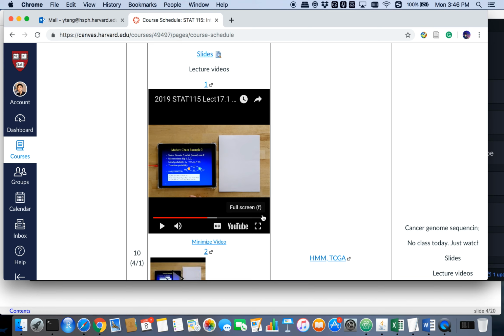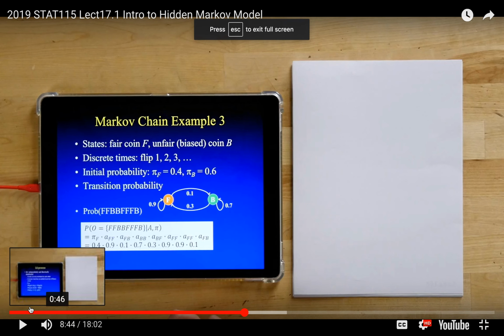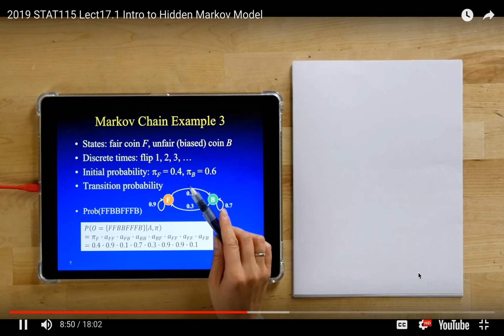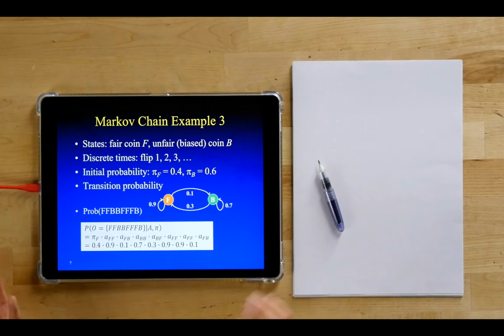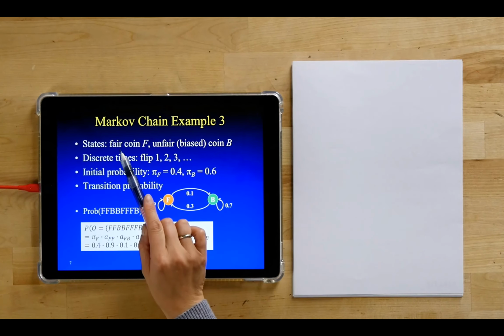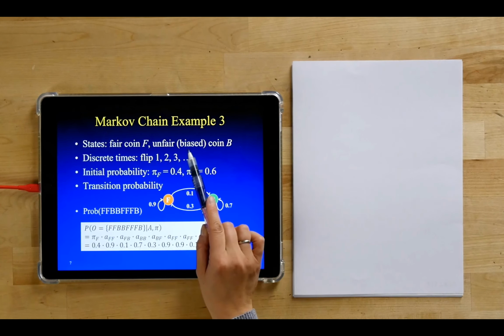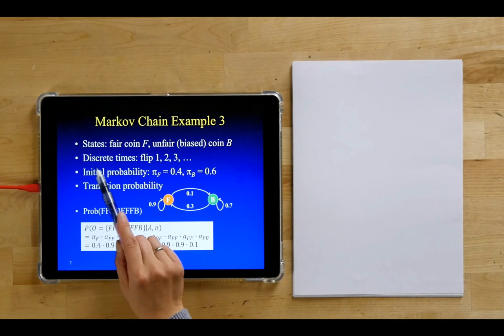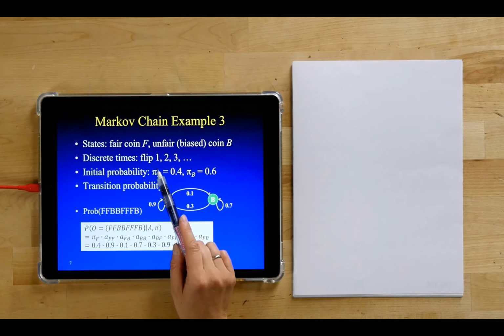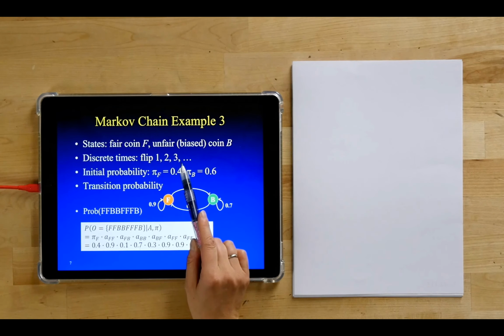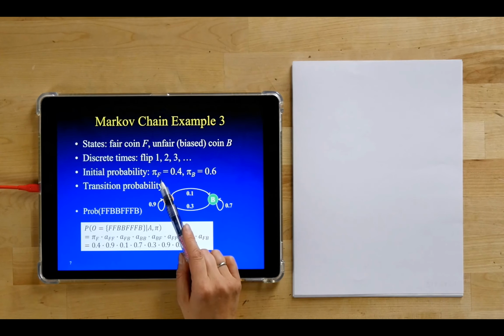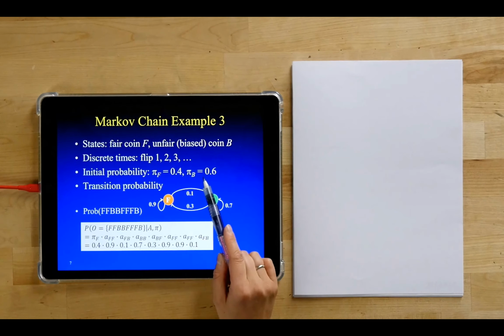Okay, so now let's go back. If we have a coin, there are a number of states. Supposedly, we're trying to use different coins to make different flips. So supposedly we have a fair coin, and also a biased or unfair coin. Fair coin is F, biased coin is B. The different times are when we use a coin to make the flips. So these are coin flip 1, 2, 3. And we have an initial probability, which is the probability that the first time we pick a fair coin is 40%. And the probability that we happen to pick a biased coin in the beginning is 0.6.